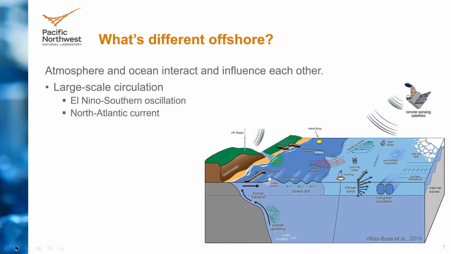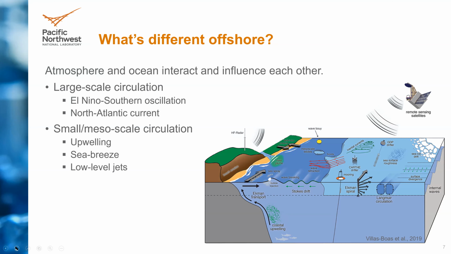A few of the large scale processes are El Nino, which influences the entire globe, but also areas around the US. And then especially in the US, there's a north building current, which influences a little bit the sea surface temperature difference and changes the stability across the different regions.